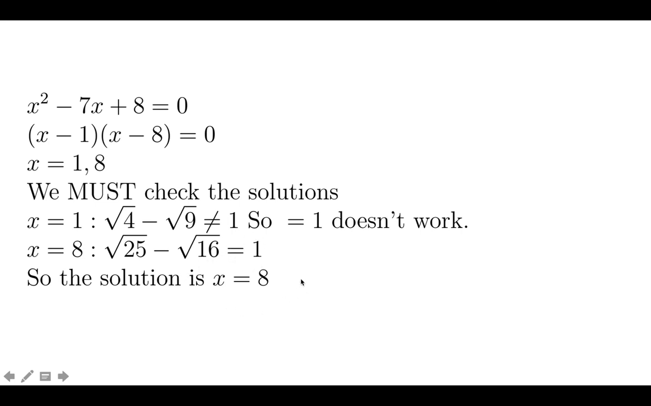We get one solution. That's what usually happens, not always, but usually. You get 2 solutions, one works and one doesn't. Sometimes both work, sometimes neither. In this case, we only got one. It's x equals 8. Okay, that is solving radical equations. It takes some practice. It's messy. A lot of places you can make a simple mistake, but it's not too hard.